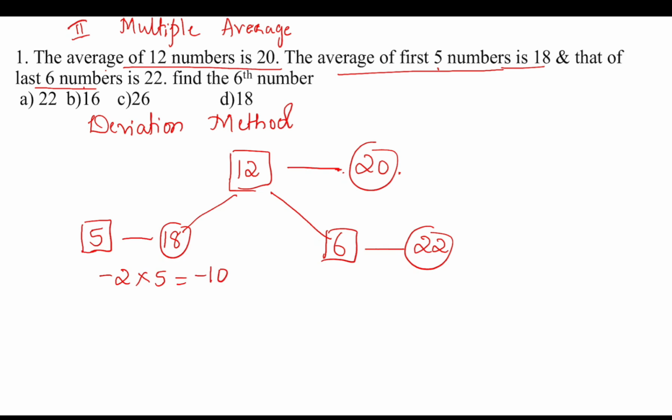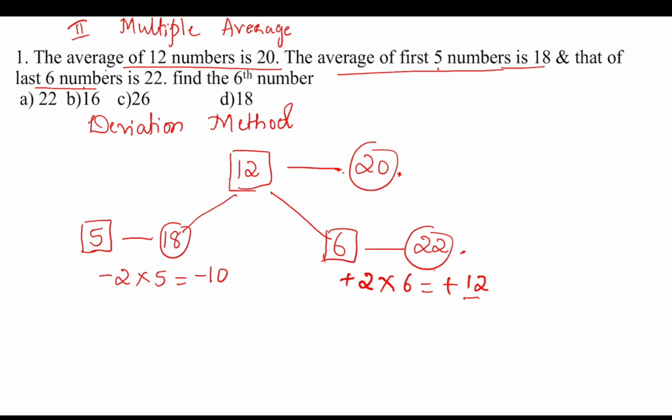Now coming to this part, there are 6 numbers and their average is 22, means originally the average should have been 20, but the average is 22, means how much more is it? It is more by 2. More by 2 for how many numbers? 6 numbers. So 2 into 6, that is 12.